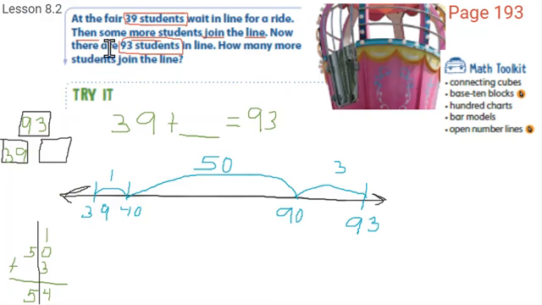It says here, how many more students join the line? And we can write down 54 students join the line.